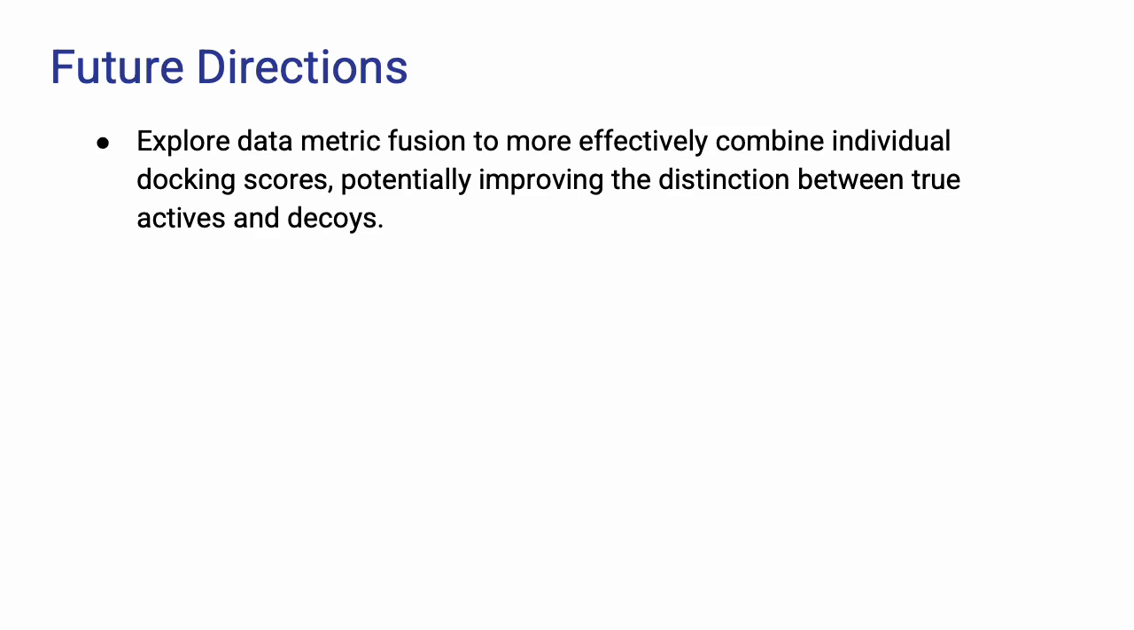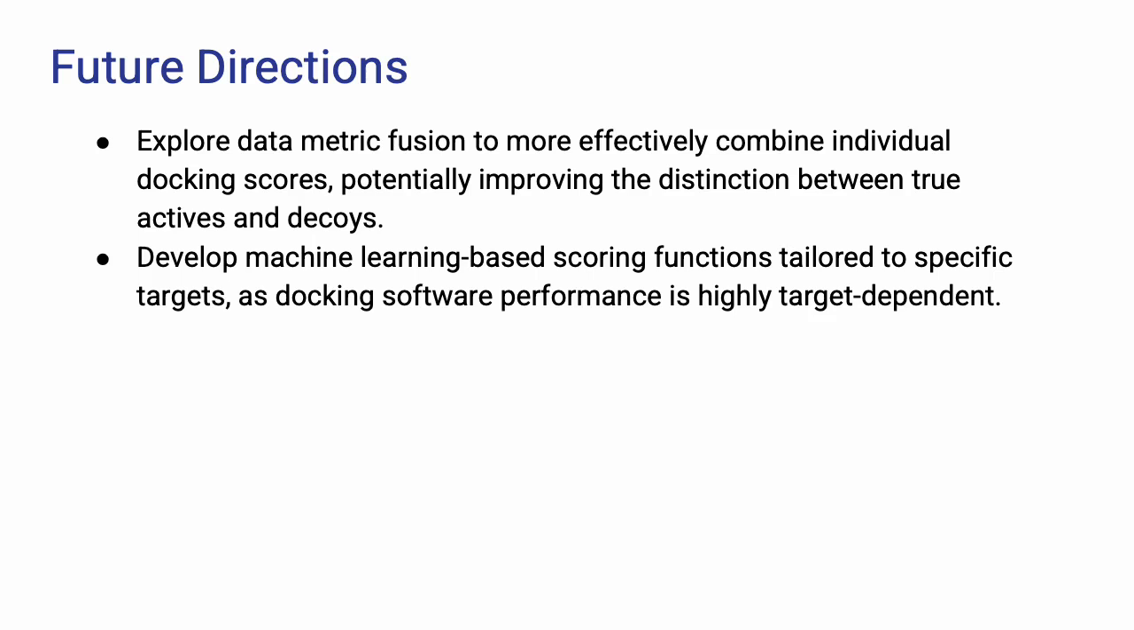To improve the accuracy of structure-based virtual screening, future work could explore data fusion metrics as a more effective way of combining individual docking scores. These metrics could enhance the ability to distinguish true active compounds from decoys when applied to consensus scoring. In addition, given the target-dependent performance of docking software, another direction is the development of machine learning-based scoring functions tailored to a specific protein target.